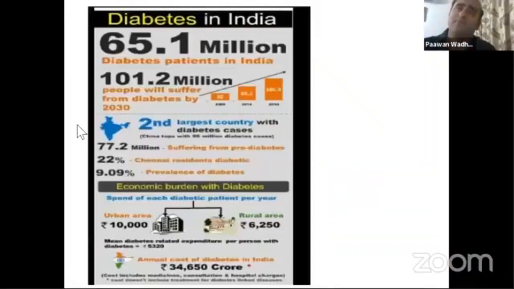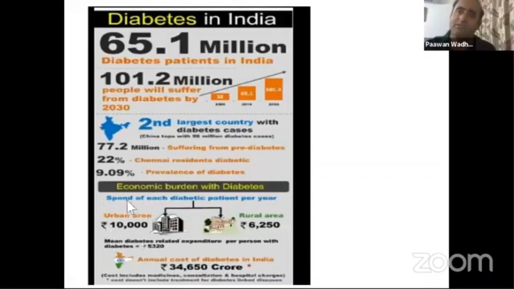So 65 million people in India have diabetes, and India is going to become the capital of diabetes. By 2030, we may have 101.2 million people suffering from diabetes. India is right now the 2nd largest country with diabetic cases. Every person who lives in the cities who is a diabetic spends around 10,000 rupees per month on diabetes-associated troubles and medicines. And in rural areas, villages, the average diabetic spends around 6,250 rupees per year for his diabetes, right?